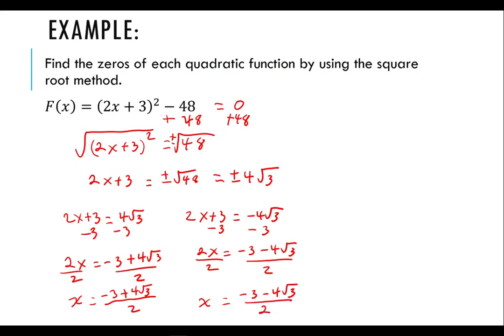When you're entering these into MyLab, sometimes it will be okay to enter it as negative 3 plus or minus 4 root 3 all over 2. But sometimes you will have to enter them as two separate answers, as that's what they are. So just be aware of that.